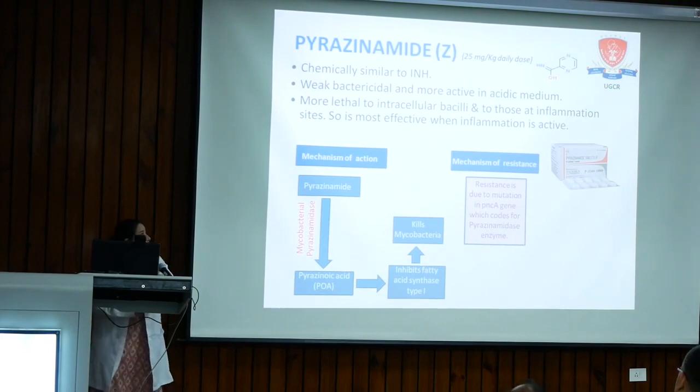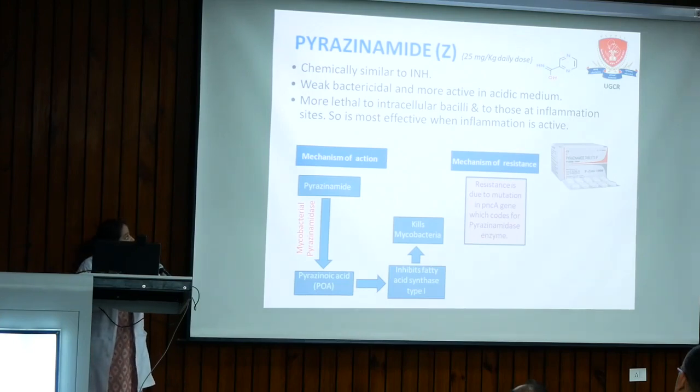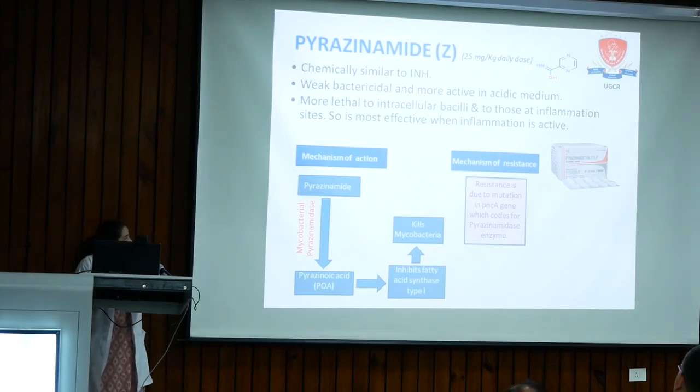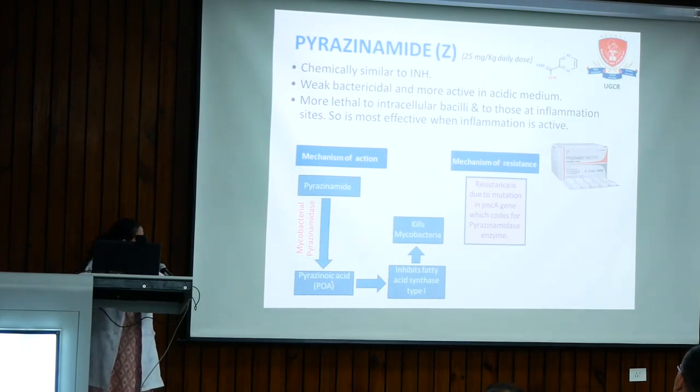Coming to the next drug in this category, pyrazinamide. It has weak bactericidal action and is more active in acidic medium. It is more lethal to intracellular bacilli and to those at inflammation sites, so it is most effective when inflammation is active, which is in the starting 2 months of the therapy. Mechanism of action: pyrazinamide is a prodrug, so it gets converted into pyrazinoic acid and inhibits fatty acid synthase type 1, killing the mycobacteria.